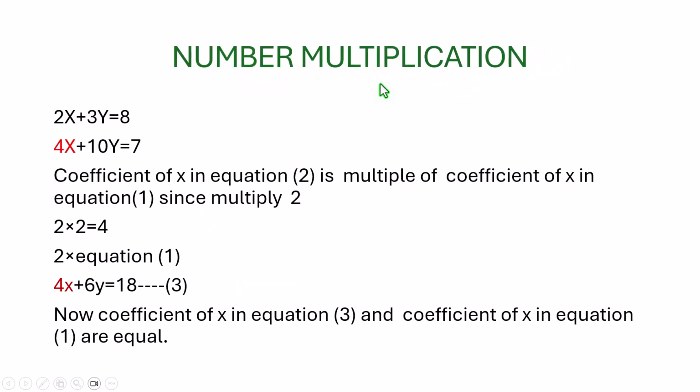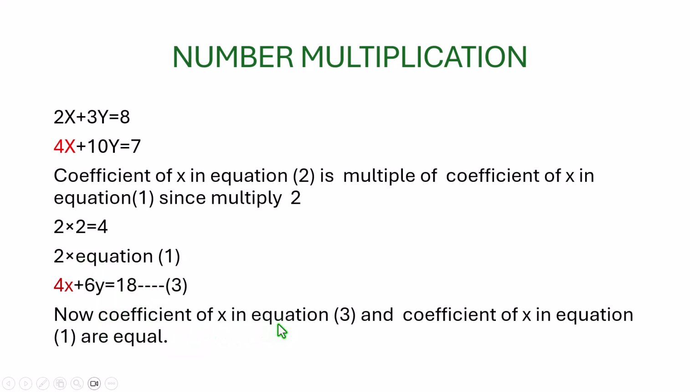Then another example of number multiplication. That is 2x plus 3y is equal to 8, and 4x plus 10y is equal to 7. See here, the coefficient 4 of x in the second equation is a multiple of the coefficient of x in the first equation. So multiply by 2, 2 into 2, 4. So 2 into equation 1 gives 4x plus 6y is equal to 18.